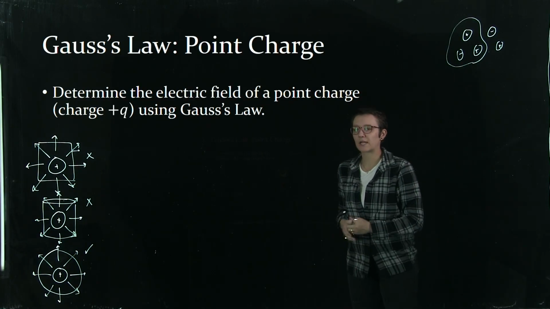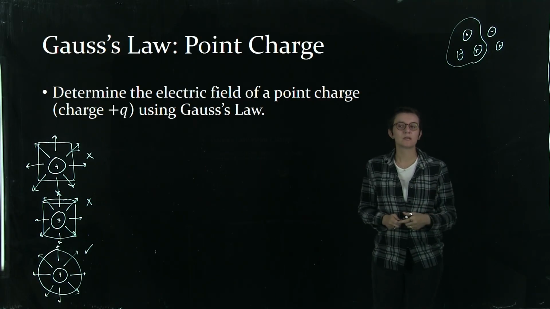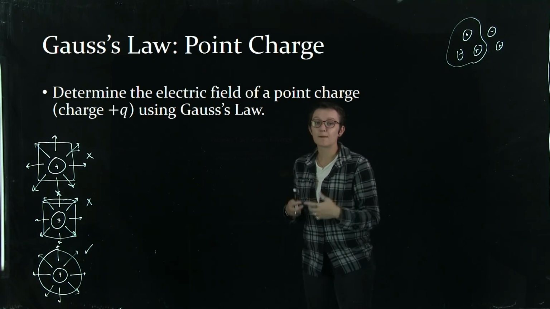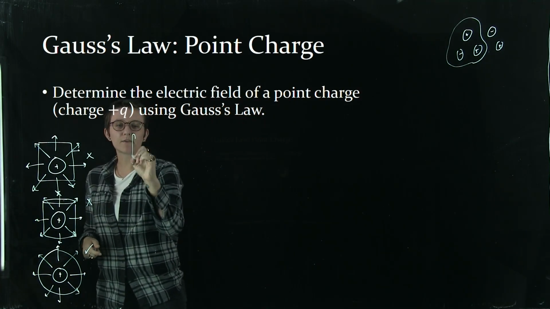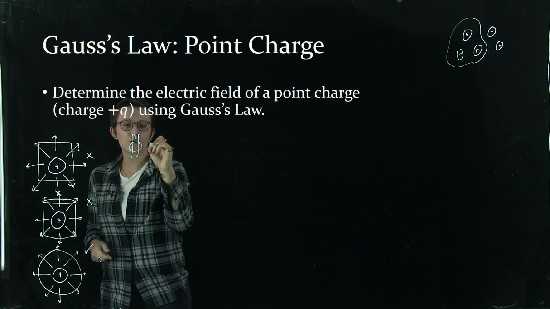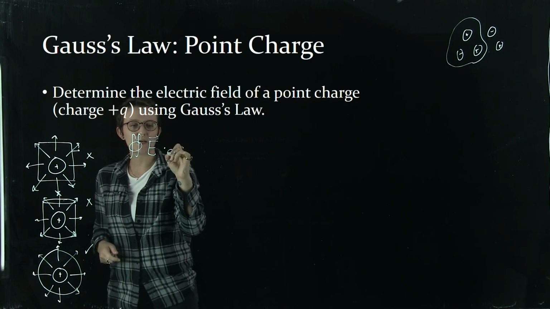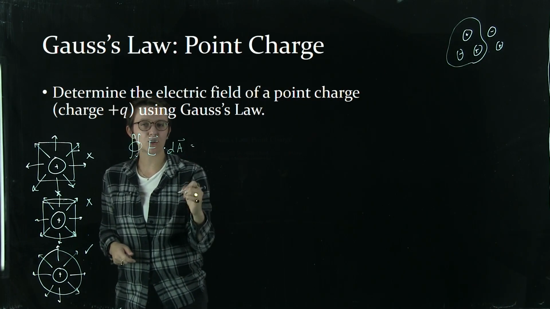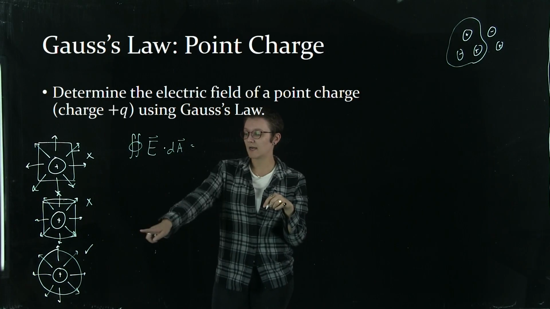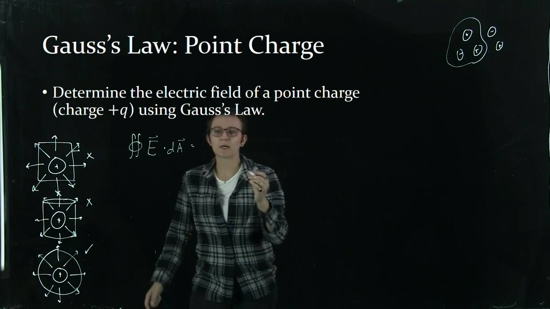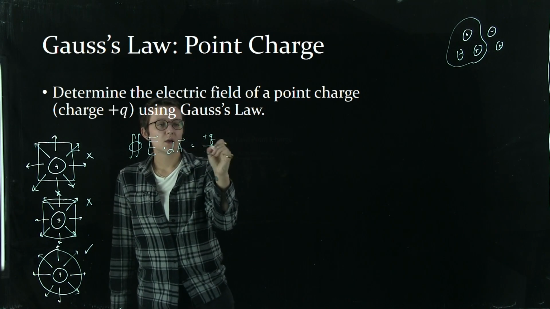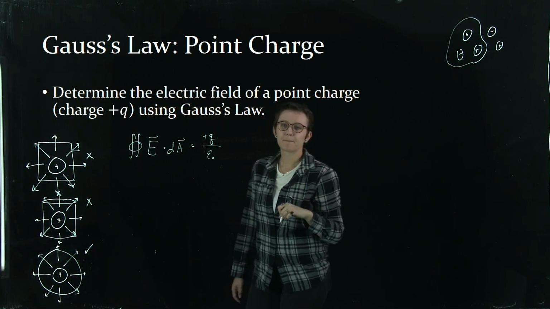All right, so we've chosen our Gaussian surface. Now let's see how we can use Gauss's law to help us find the magnitude of the electric field. I'm going to rewrite Gauss's law here for us. So this is our integral over a closed surface of E dotted with dA is equal to Q enclosed divided by epsilon naught. In this case, my Q enclosed, I'm just adding up the charges inside that sphere, just plus Q. So I'm going to write plus Q over epsilon naught.